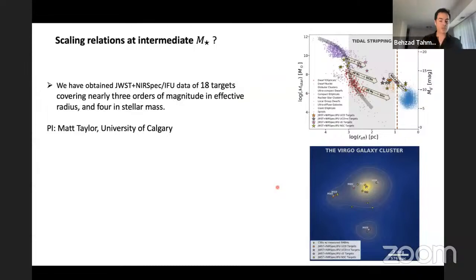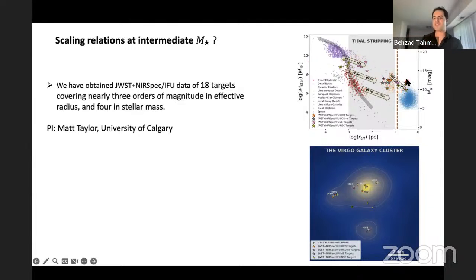So we obtained about 18 targets from JWST NIRSpec IFU data. The PI of the program is Matt Taylor at University of Calgary. This is our target, the stars here. And we can see some of our compact ellipticals have around 1 kpc effective radii, and 10 to the power of around 9 solar masses, the stellar mass of this elliptical.